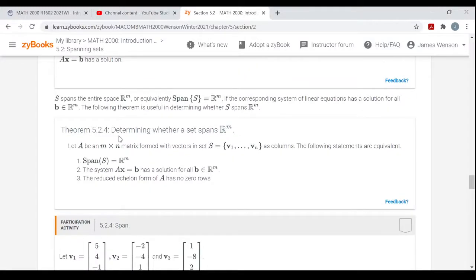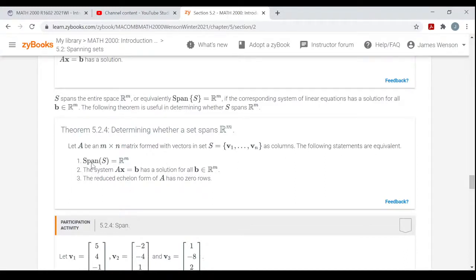If you want to determine whether a set of vectors spans the entire space Rm, if every vector in Rm can be written as a linear combination of the vectors in set S, then you can do the following. Suppose A is an m by n matrix formed with vectors v1 through vn in set S as columns. The following statements are equivalent, meaning that if one of them is true, they're all true, and if one of them is false, they're all false.